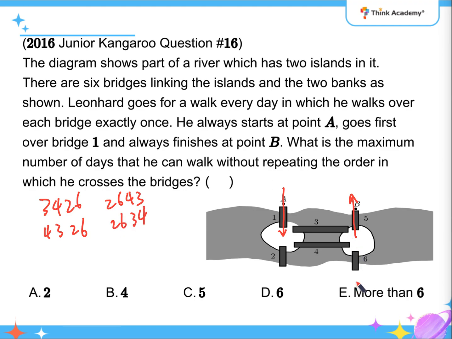Finally, is there any possibility that I can go to the right-hand side first before coming back to the left-hand side? Yes, because there's a river bank there, right? So we can go 4, 6, 2, 3 or 3, 6, 2, 4. So there are a total of 8 ways that Leonard can do it. That's the answer, D.